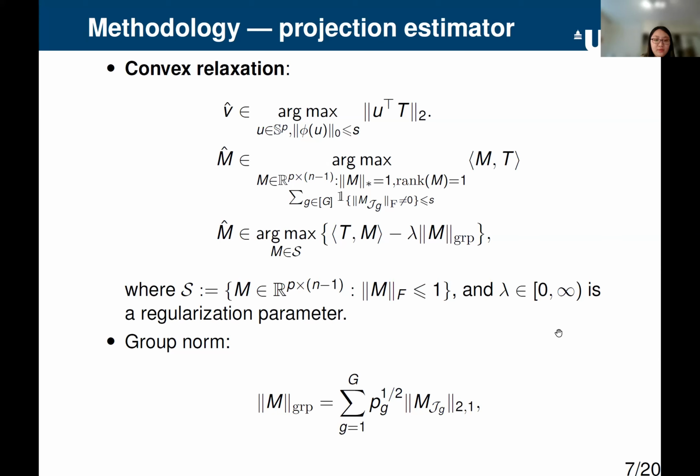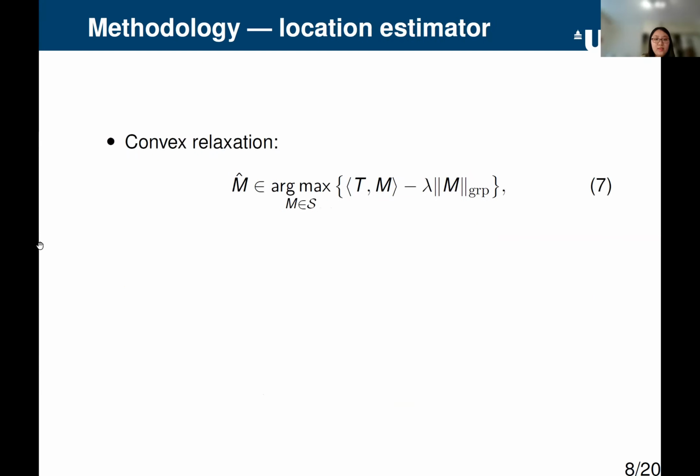Now we define a new norm, which is called the group norm. For the group norm, basically we first split the matrix M into several blocks according to their grouping information. And then we sum over the 2-1 norm of each block times the square root of the group size. And the 2-1 norm here is the sum of the column-wise L2 norm within each block. So then we only need to solve this convex relaxation version of the original problem.